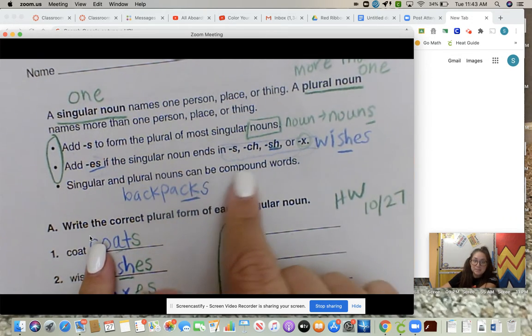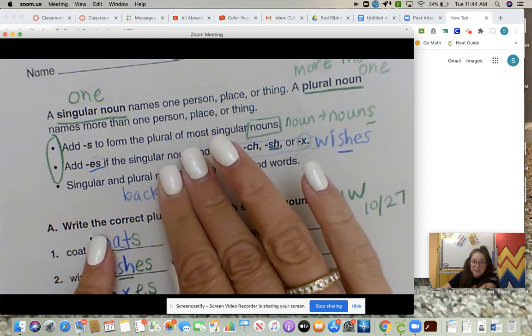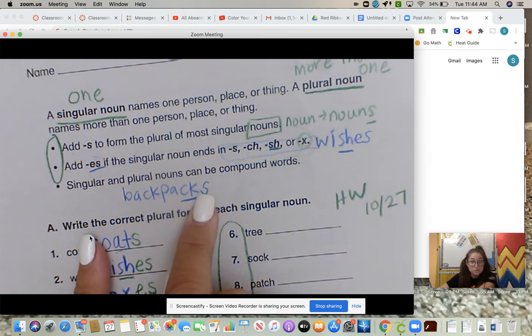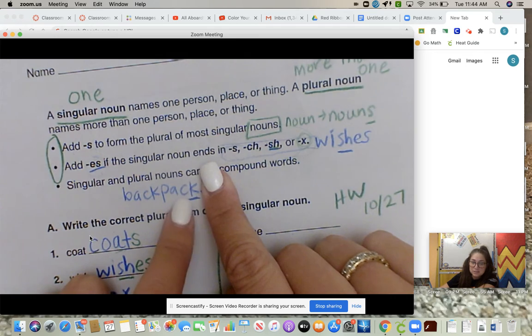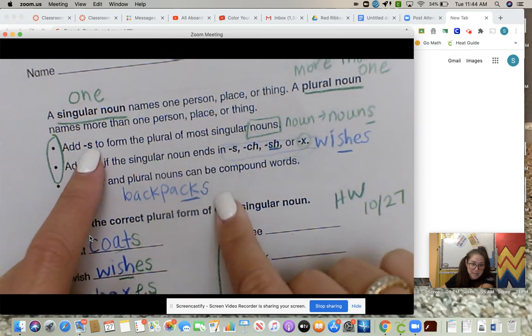Singular and plural nouns can be compound words. We talked about compound words. Back is a word, pack is a word. When you put it together, it has a whole new meaning. So when I look at backpack, the last 2 letters, a C and a K, I don't see a C and a K, so I'm just going to add S.